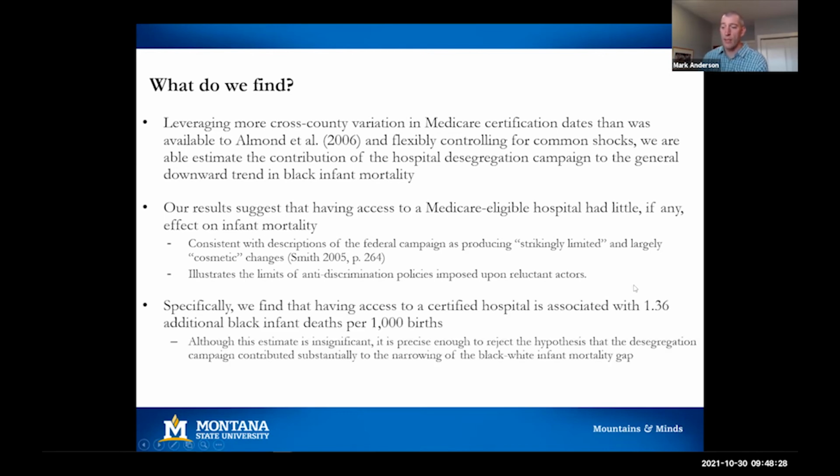So what do we find? Well, we find that having access to a certified hospital is associated with 1.36 additional Black infant deaths per 1,000 live Black births. This is a small number. This is insignificant, but it's a precise 0. And it's precise enough to reject the hypothesis that the campaign contributed substantially to the narrowing of the Black-white infant mortality gap during this period of interest.